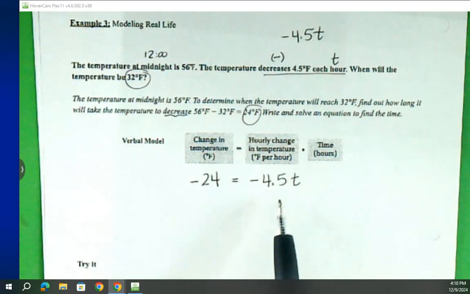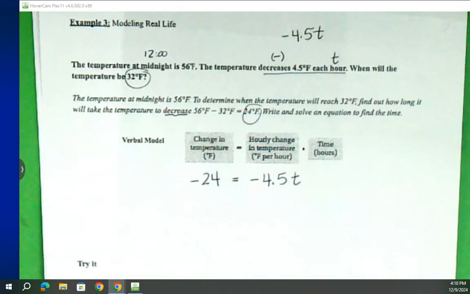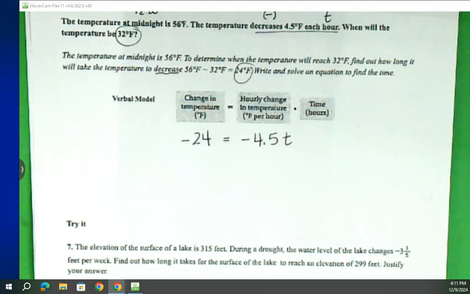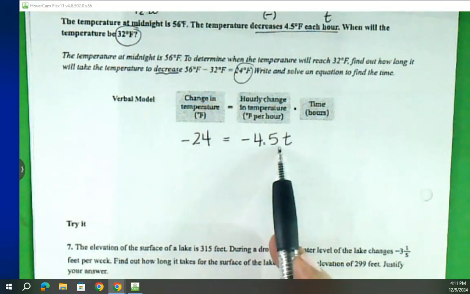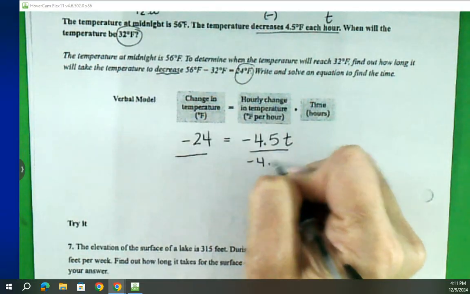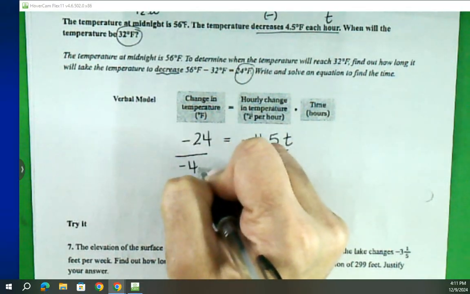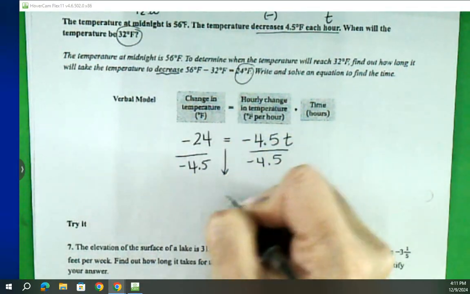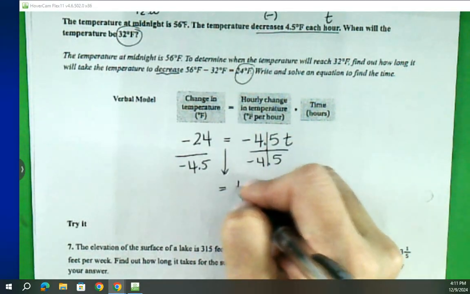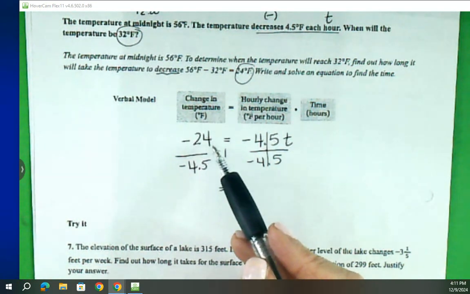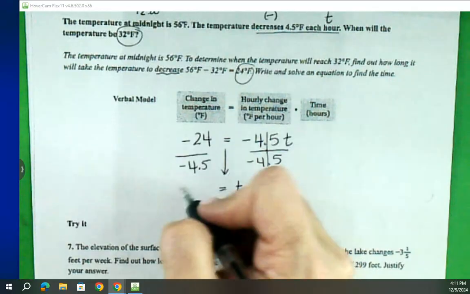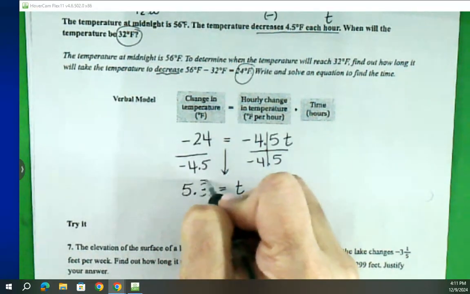So once we have an equation, then from there, we're just going to use our multiplying and dividing rule for both sides. T is being multiplied by negative 4.5. So the opposite would be to divide by negative 4.5 on both sides. Okay, so negative 4.5 divided by itself is 1. 1 times t is t. And if you type this on your calculators, negative 24 divided by negative 4.5 is positive 5.3 repeating.